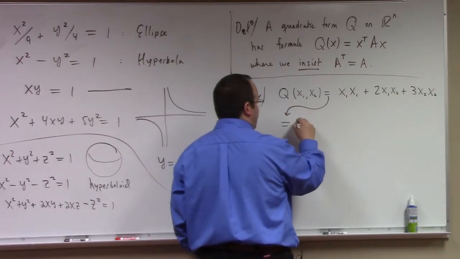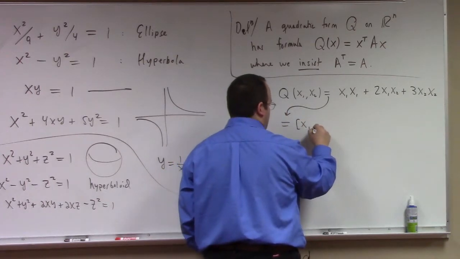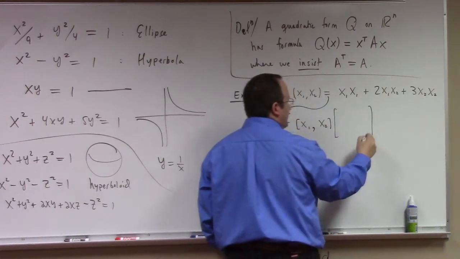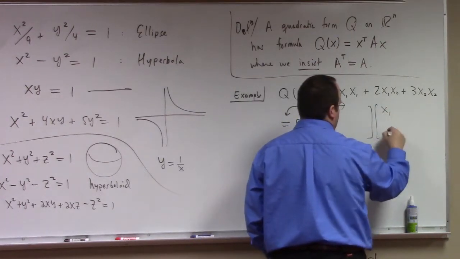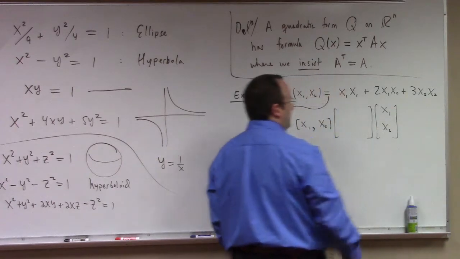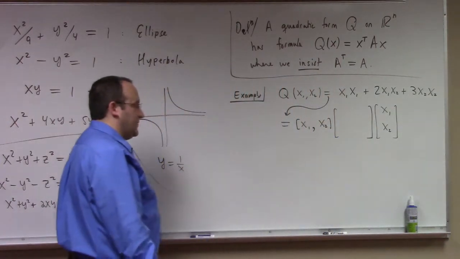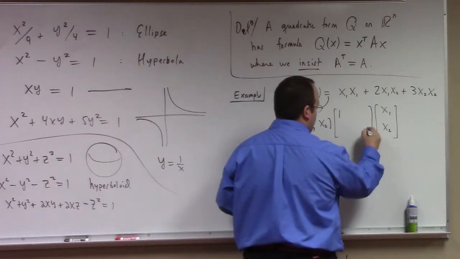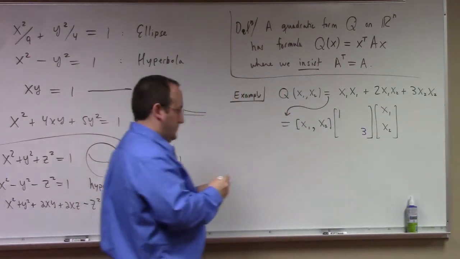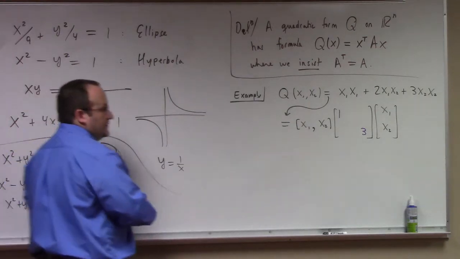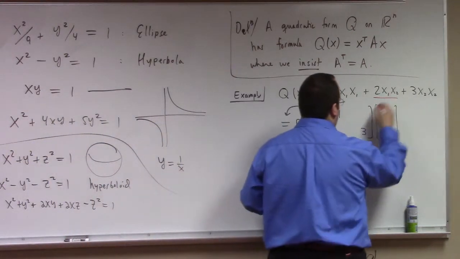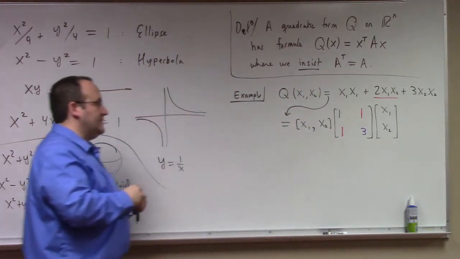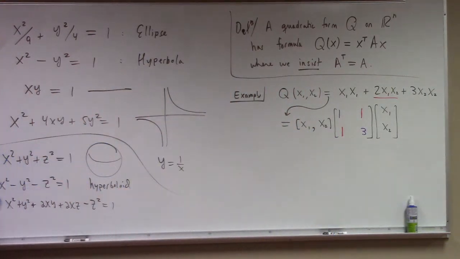We rewrite that as the row vector x1, x2, times some 2 by 2 matrix, times the column vector x1, x2. I'll do the easy part: 1, 3. What about that 2? Yeah, 1 and 1. So the proof is in the pudding, so to speak. I mean, if you multiply that out, you get the formula back again.